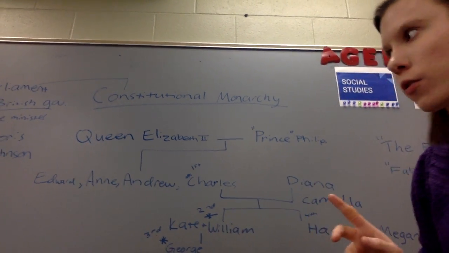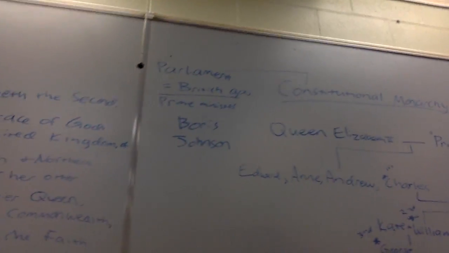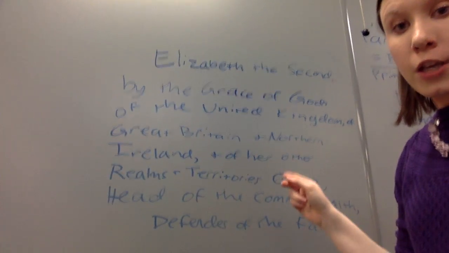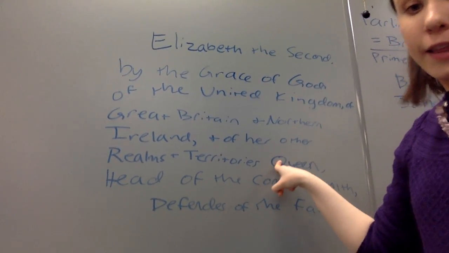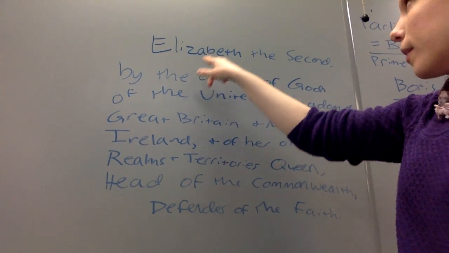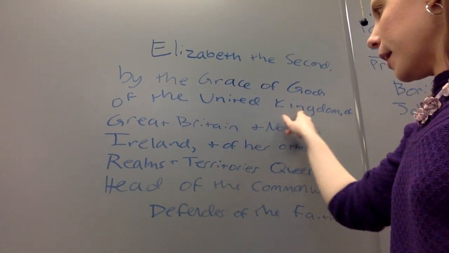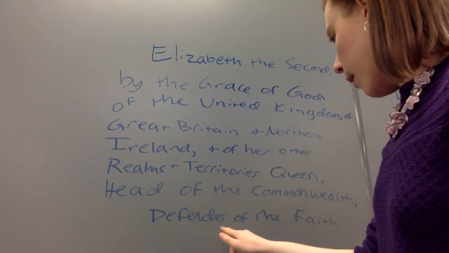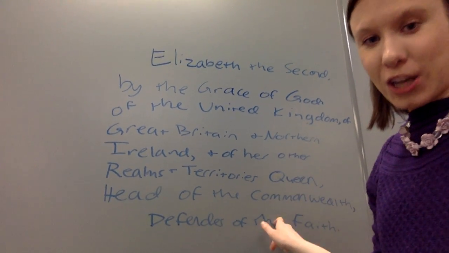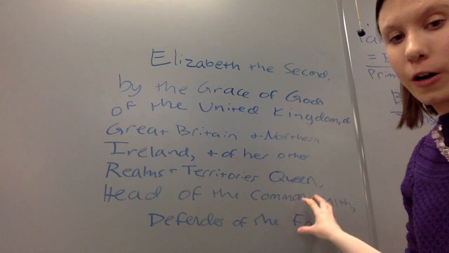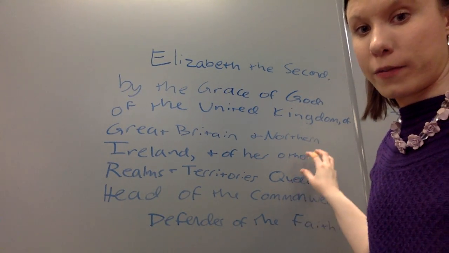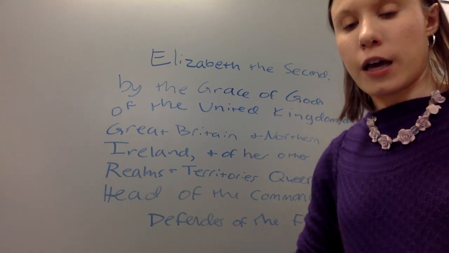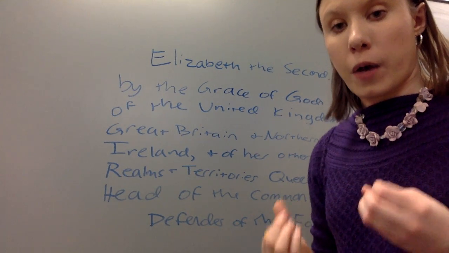And Queen Elizabeth's full title, I'm going to roll you over here. This is her full title. So imagine writing your own first and last name on a piece of paper. This is Queen Elizabeth's full title. So it's Elizabeth II, by the grace of God, of the United Kingdom, Great Britain, and Northern Ireland, and of her other realms and territories, Queen, head of the Commonwealth, defender of the faith. So she doesn't really put that all on her documents or anything like that, but she does have a big title. So that's just a little snippet of information of what the constitutional monarchy is like in Great Britain.